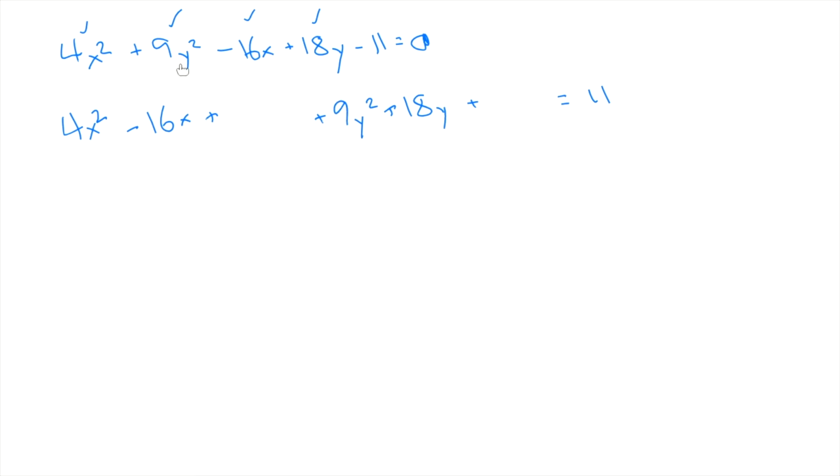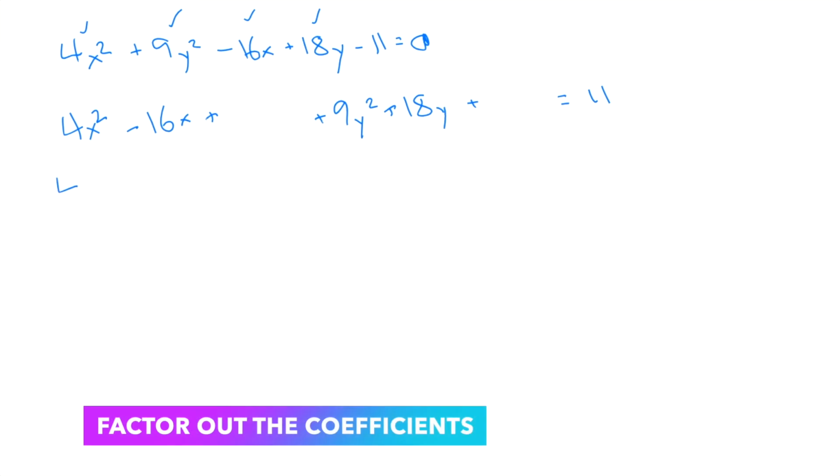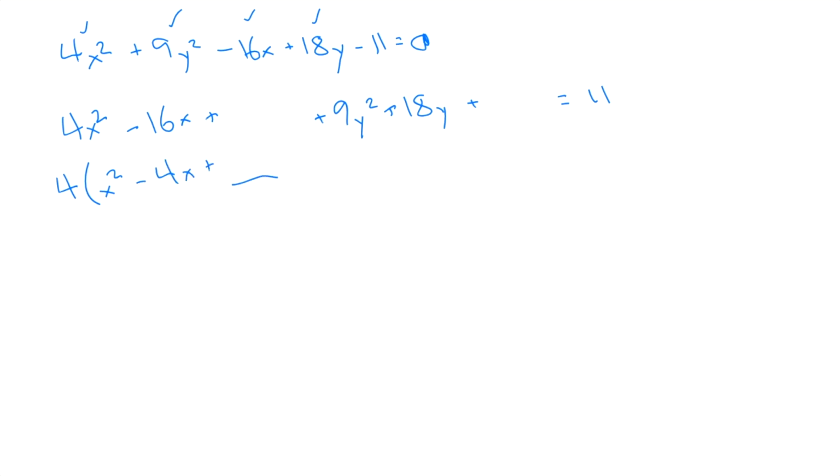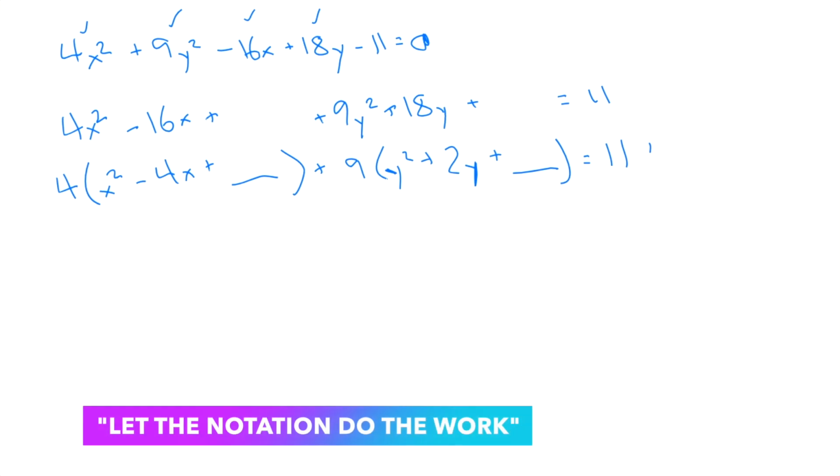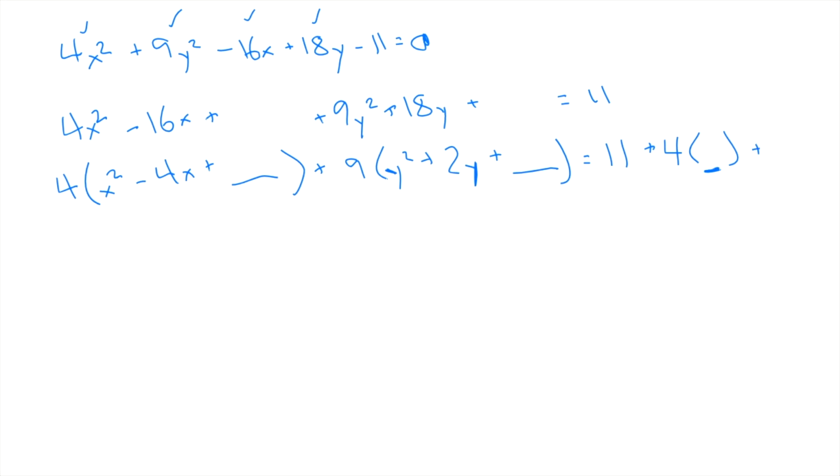What you have to do is factor those out. So I'm pulling out 4. I get x squared minus 4x plus something, plus, I'm going to factor out the 9. 9 times y squared plus 2y plus something. And this is why I love the way I teach completing the square: what do I have to add? 4 times this. And so let the notation do the work. You've heard that saying of mine. It's a really, really good one. Let the notation do the work. Make these hard. Plus 9 times the other thing.